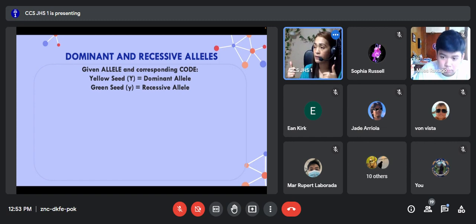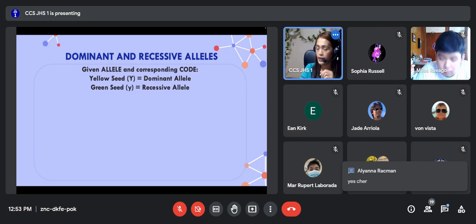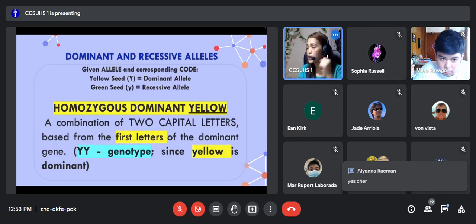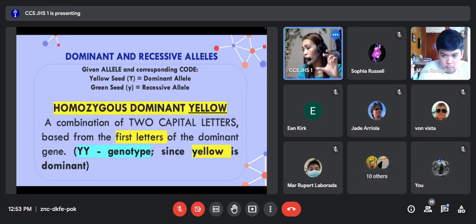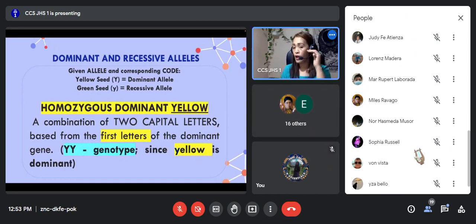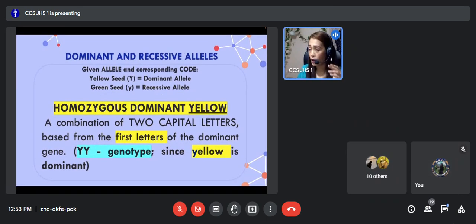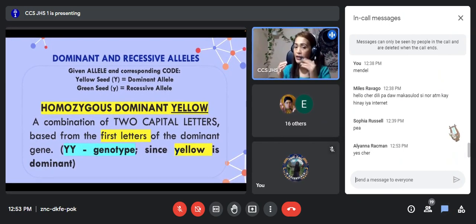Is that clear? How we got Y capital and Y small for dominant and recessive respectively? Okay. Thank you for that, Aliana. So that means using that coding, we will now give the corresponding phenotype and genotype.